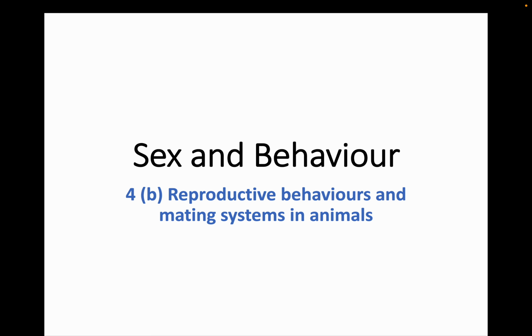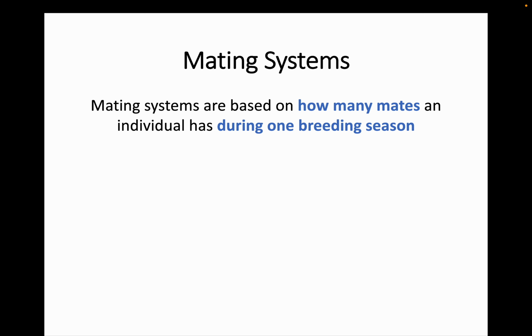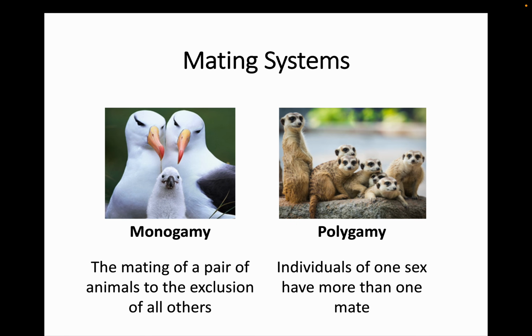Now on to the next sub-key area. We're looking at reproductive behaviours and different mating systems in animals. Now again, a lot of this isn't particularly complicated. There's just a lot of words for you to remember in the right order. So for example here, if we look at mating systems, this is based on how many mates an individual has during a breeding season. So during a time where they're actually going to mate and breed with other organisms. Now, we have two main forms, which we will go into a little bit more detail. As always, it's what we do in biology all the time. We have monogamy and we have polygamy.